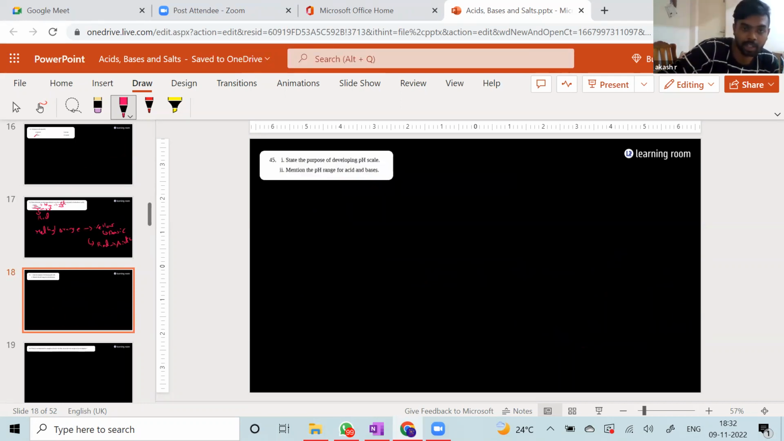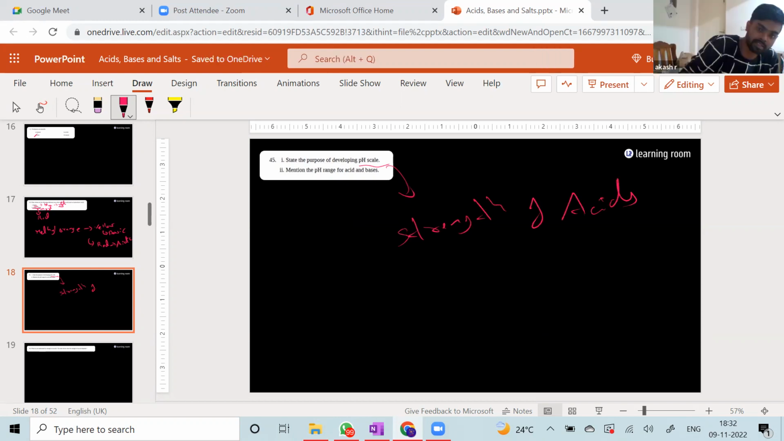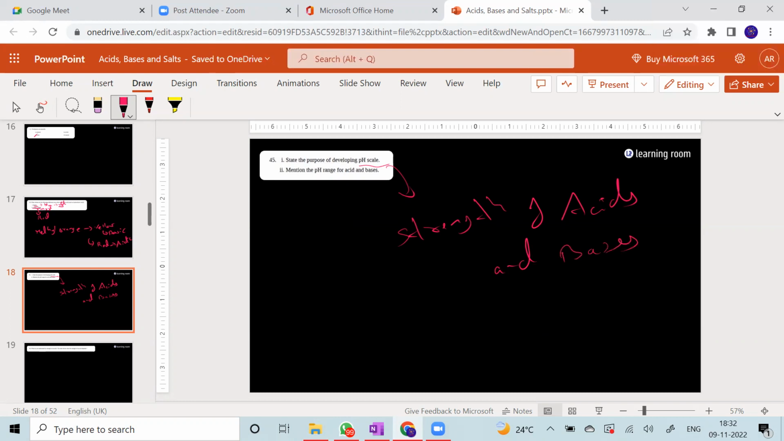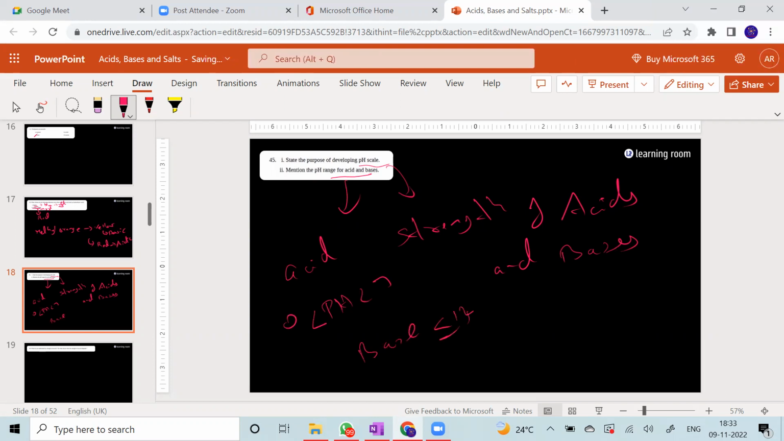Next. State the purpose of developing a pH scale. It is just to talk about the strength of acids and bases, that is, the concentration of H plus ions and OH minus ions in acids and bases. Mention the pH range for acids and bases. For acids, pH is 0 to 7, and for bases, it is 7 to 14.